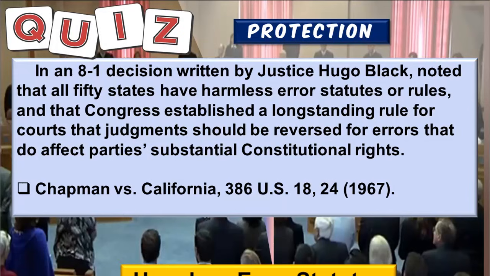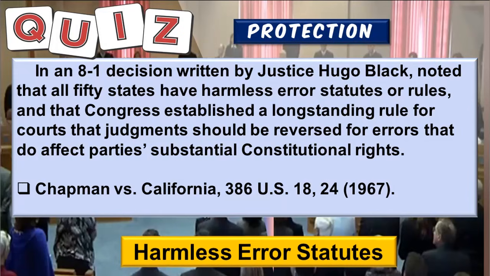So let's talk about the protection. Now, if you insist on using constitutional codes, what is your protection? Well, the case law is Chapman versus California, in 1967. It's called the Harmless Error Statute. And this was an 8-1 decision by Justice Hugo Black.